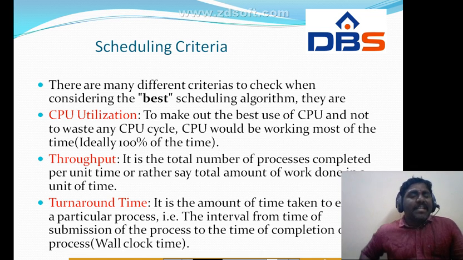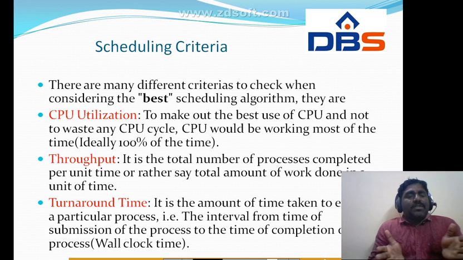In this scheduling criteria concept, we are going to see some basic definitions. First one is CPU utilization. What is meant by CPU utilization? Just now we discussed it. If the processor is always busy executing some of the processes, then only we can say the CPU utilization is 100% satisfied. The CPU is always busy executing some process, which means we are using the CPU 100%.